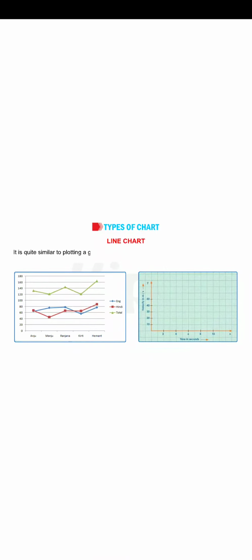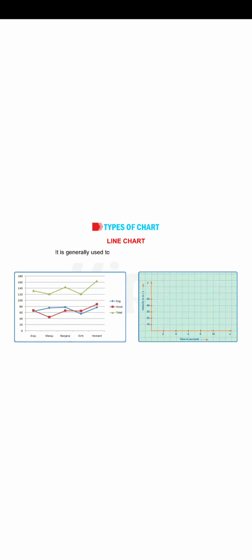Number 3. Line chart. It is in the form of lines and is used to illustrate trends in data at equal intervals. It is quite similar to plotting a graph on a graph paper with its values on the x and y axis. It is useful in emphasizing continuity by showing change in data over a period of time.